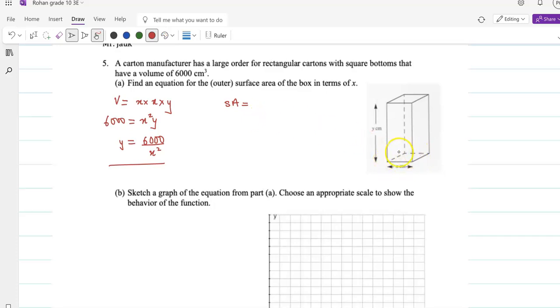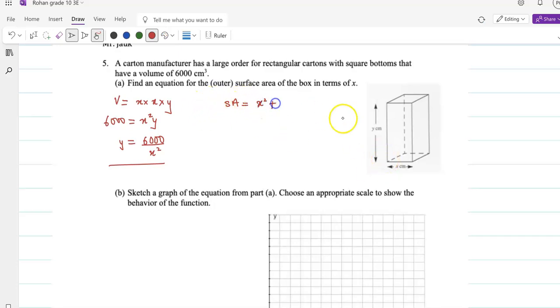Bottom. Bottom times length. What is bottom? X. Is it not X? How X? X is the length. Area. Area, okay. What shape is the bottom? It's a square. So X squared.